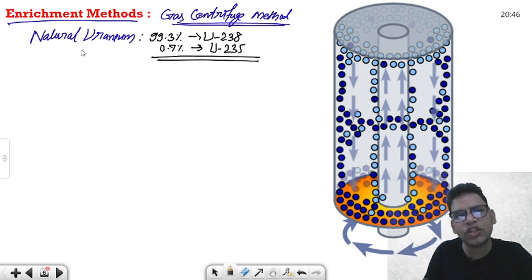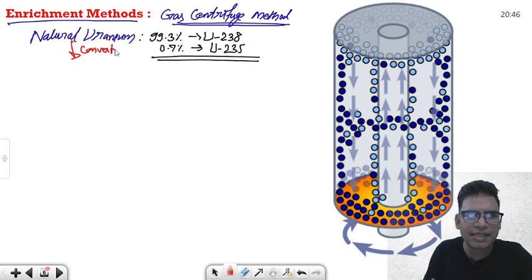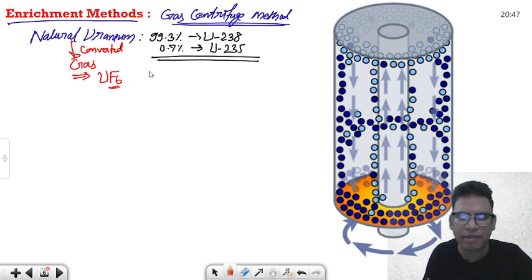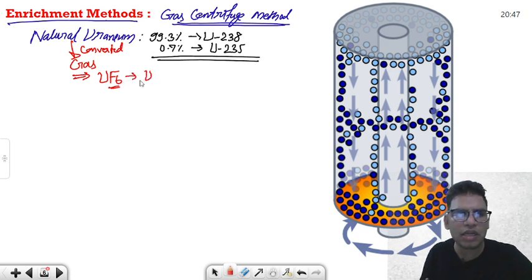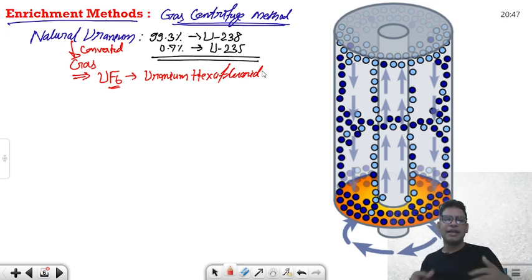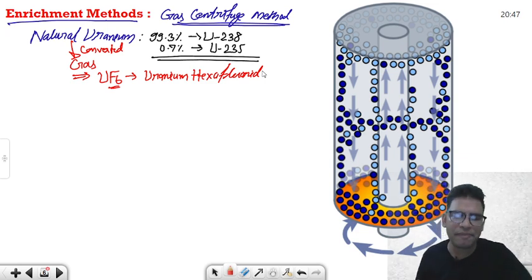So what is done actually? Natural uranium is converted into gas, and this gas is called UF6. F is fluorine, if you remember. So it is 1 atom of uranium and 6 atoms of fluorine. It is called uranium hexafluoride, okay? I hope up to here you have understood. So this natural uranium is converted into gas with the application of temperature.